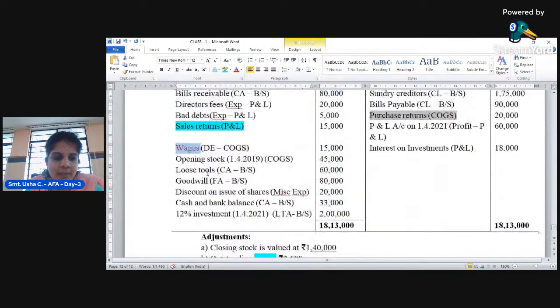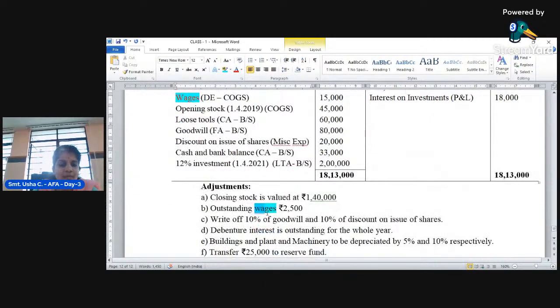Have you seen this? The item of wages. So this item of wages is 15,000 rupees. The 15,000 rupees amount of wages will be shown only once, because an item under the trial balance must be shown only once, either in the profit and loss statement or in the balance sheet. But only the adjustment items must be shown twice.